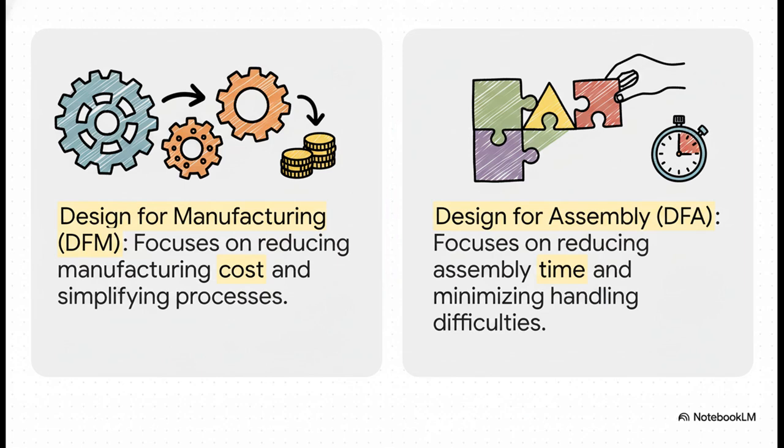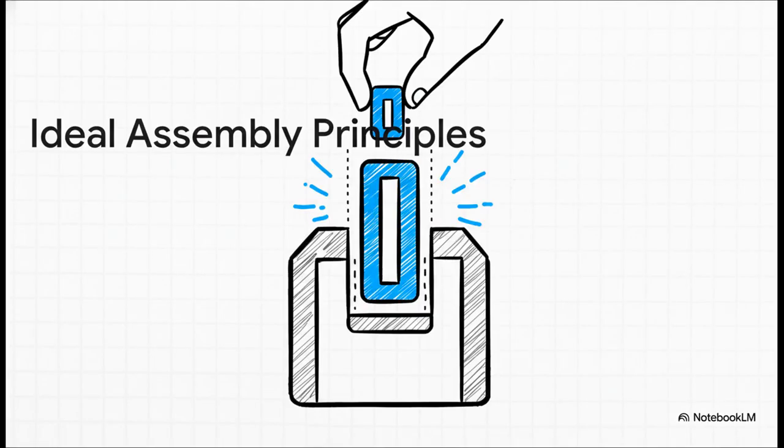Design for manufacturing, or DFM, is all about making sure each individual ingredient, each part, is easy and cheap to make. Design for assembly, or DFA, is about making the final recipe, putting all those parts together as simple and foolproof as possible. They're really two sides of the same coin. So what actually makes something easy to assemble?